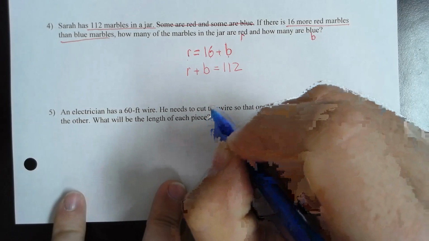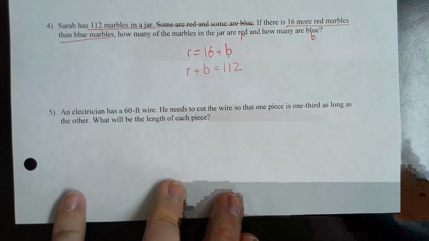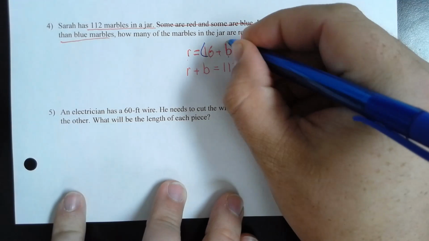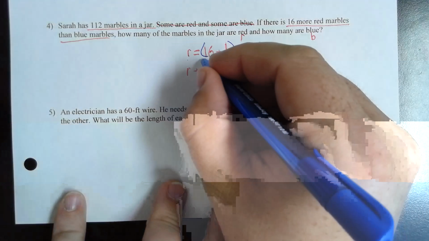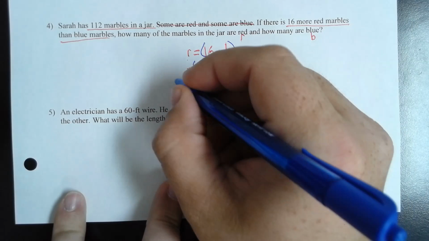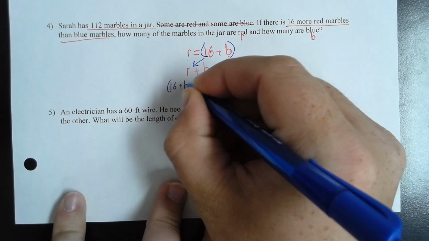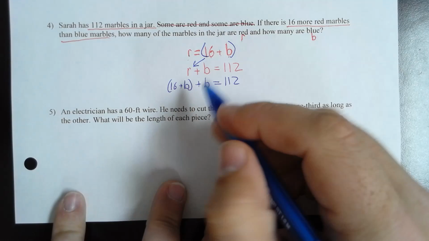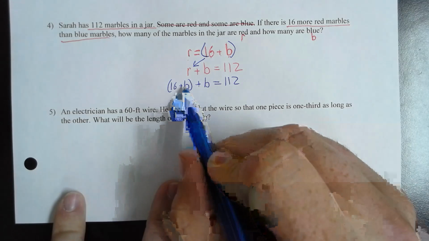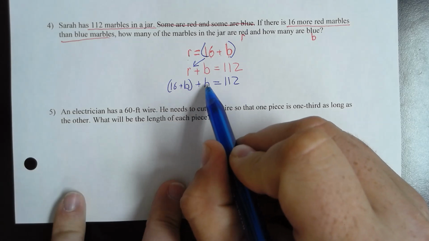I heard somebody say it. Okay, we're going to put it in parentheses and do what with it? Plug it in for R. Very good. Since R equals 16 plus B, we can just replace those. Substitute it in. 16 plus B equals 112.